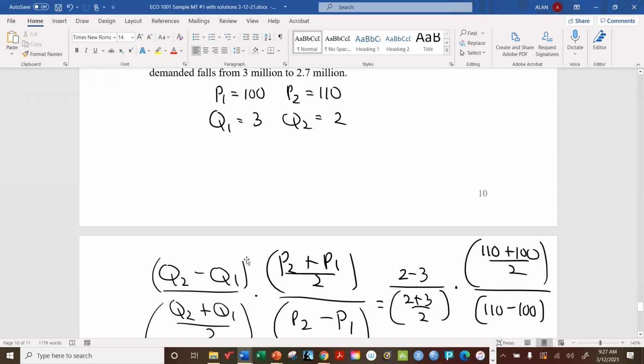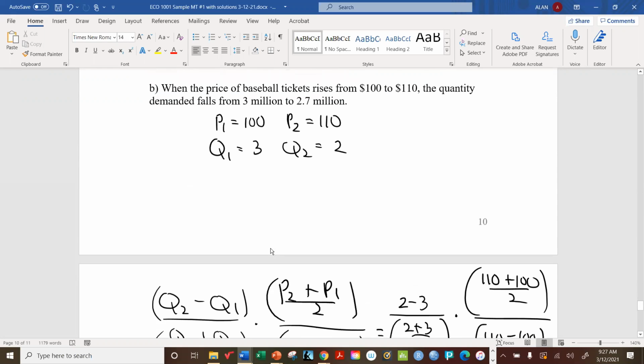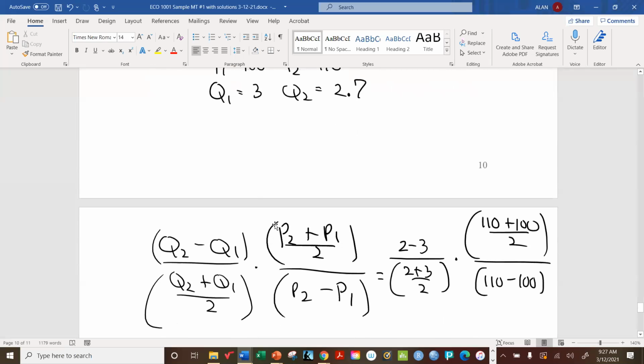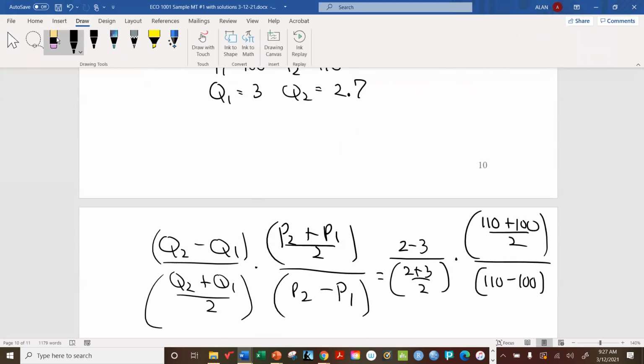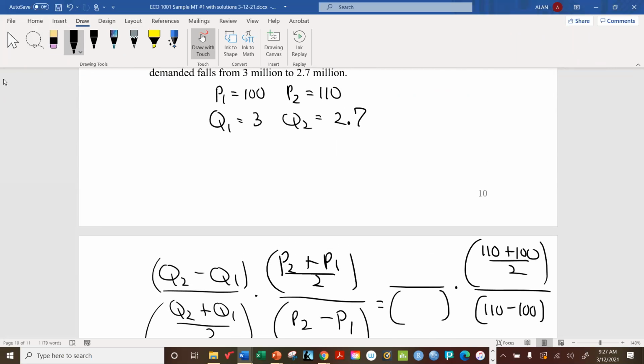All right. Oh, wait a minute. Oh, I just realized. I'm sorry. I copied it wrong. The second Q is not 2, it's 2.7. All right, let me fix that real fast. That's better. All right, so in other words, it's 2.7 minus 3. Okay.